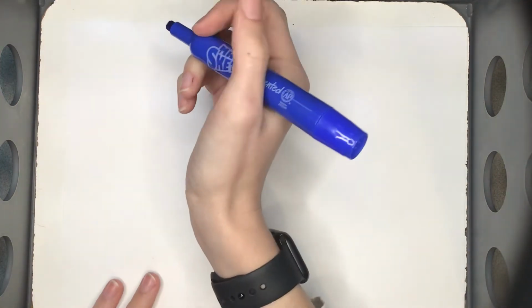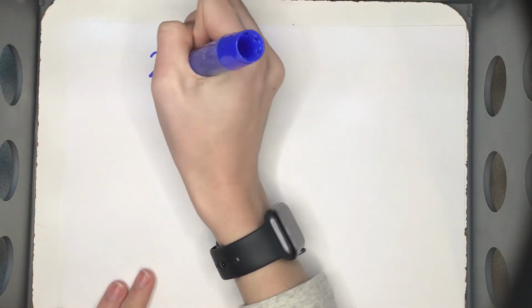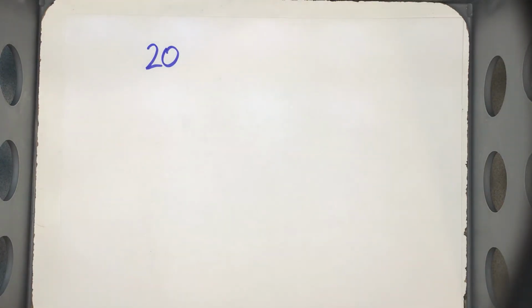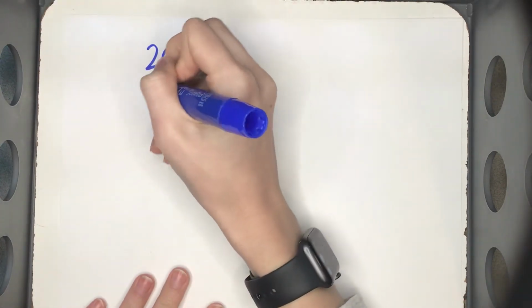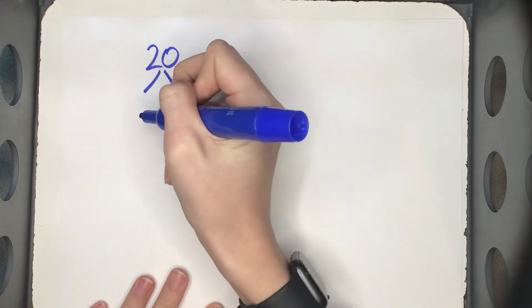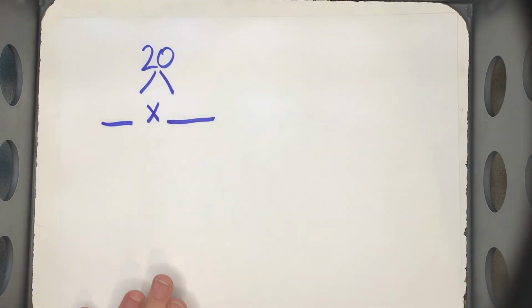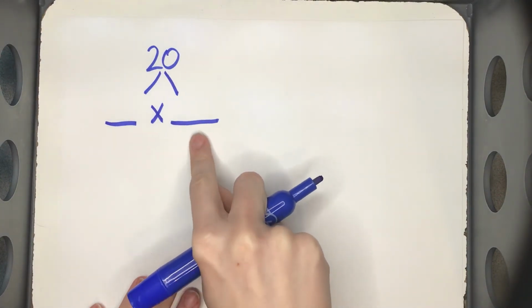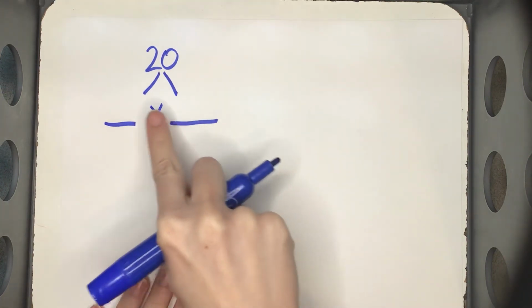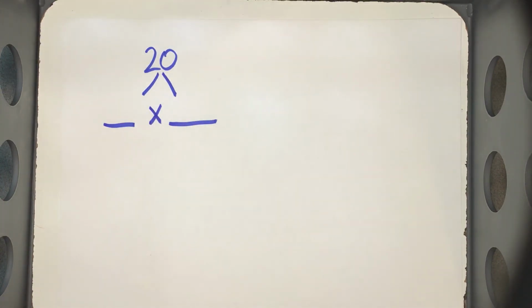And this is how it's going to work. We're going to take what we just did and put it in a different design. Here's my first example: 20. What I'm going to do is break 20 apart and put 2 numbers here. And then we're going to see if we can break these numbers apart.